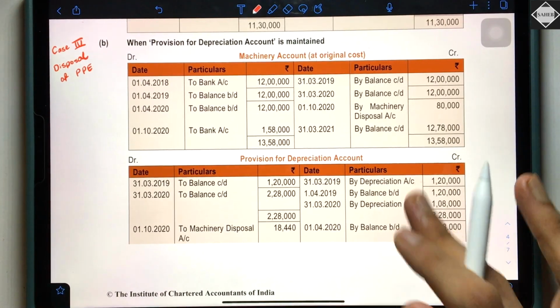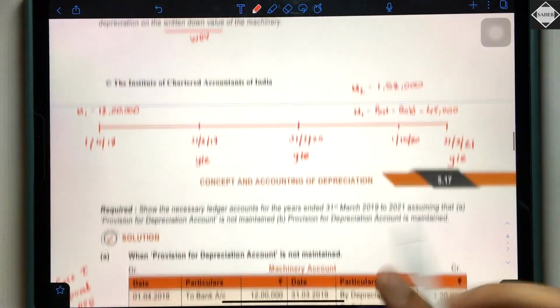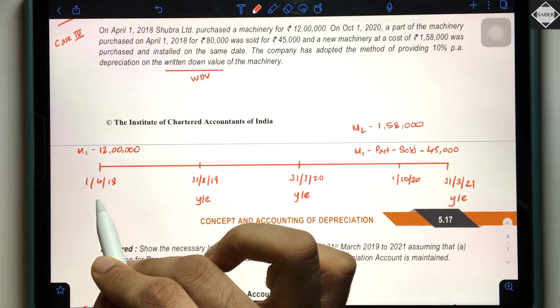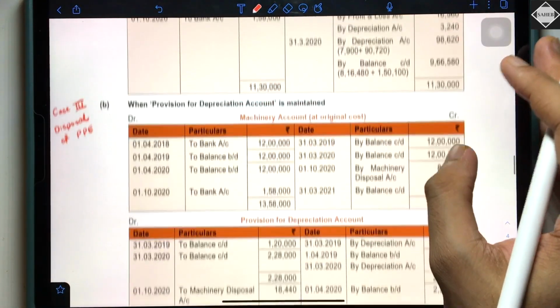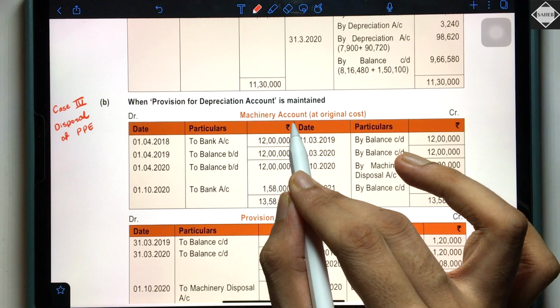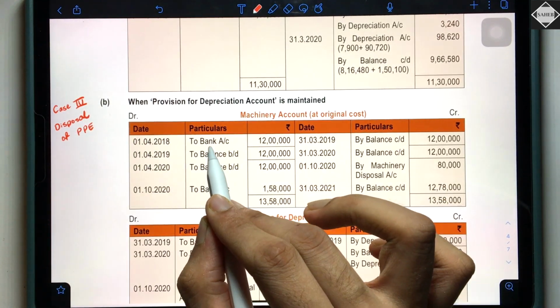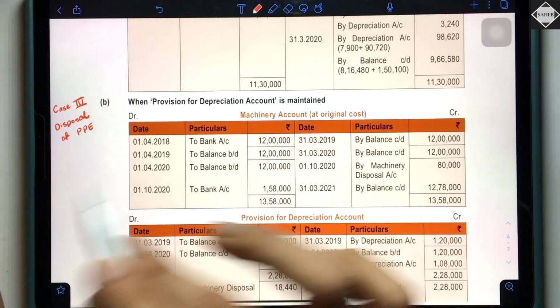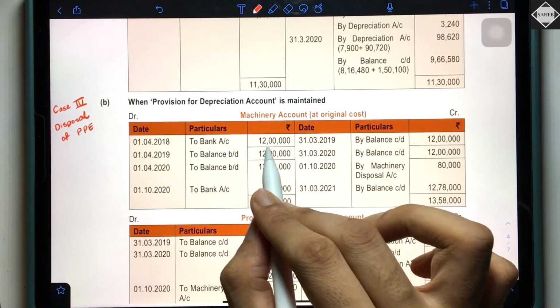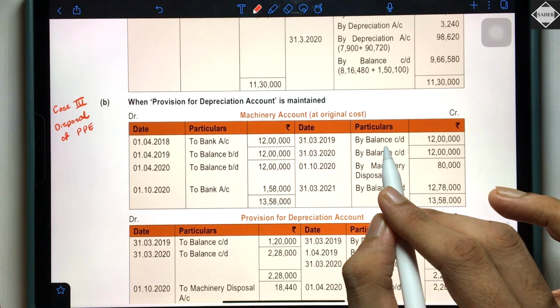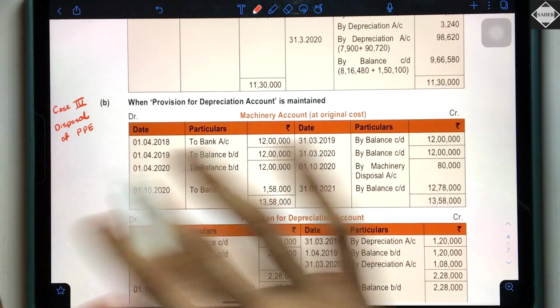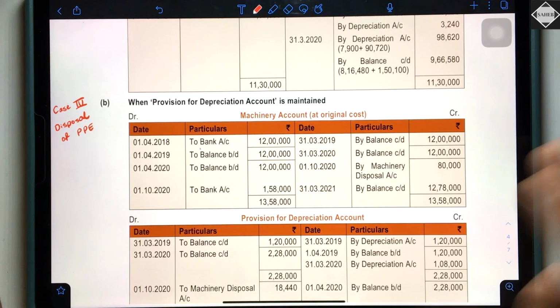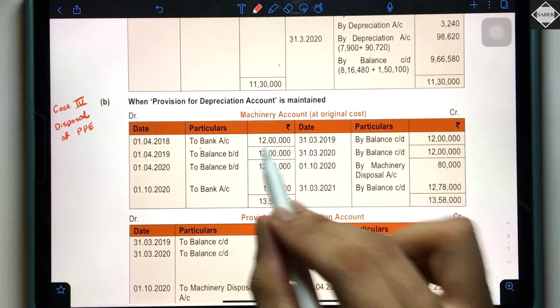In machinery account, what happened? First you purchase the machinery for 12 lakh on 1st April 2018. So let's just record that. Machinery account is increasing because of the money which you paid through bank to purchase the machinery, to bank account 12 lakh. That all happened in that year. So immediately you will close this account by balance c/d, and you will just double underline it and it's over. You don't need to find the total and the balance. Directly you can do it, because only two figures are there, 12 lakh, 12 lakh.